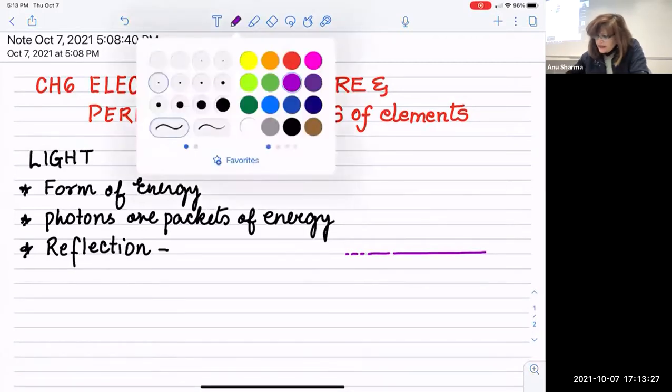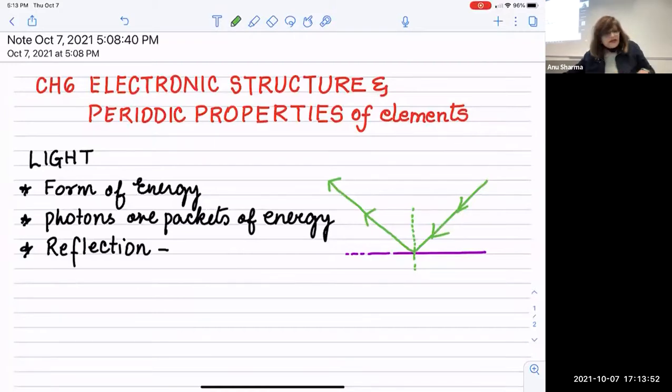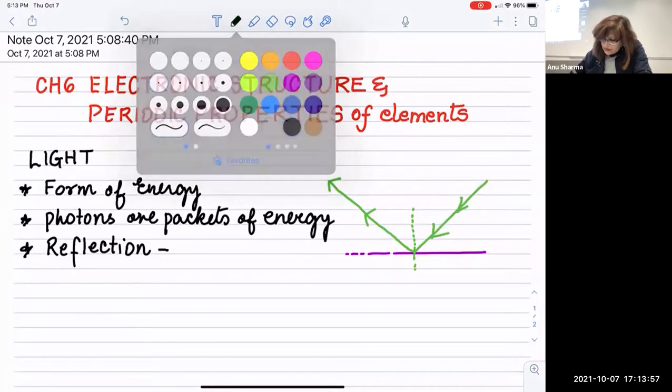Reflection is that when a ray of light falls on a surface, then it bounces off. Just touching the surface, it bounces off in the opposite direction, and there's a certain angle at which it does that. Okay, so a ray of light falls on the surface and it bounces off. A surface could be glass or anything shiny, even water. So this phenomenon is called reflection. Now, my other question is, what is refraction?